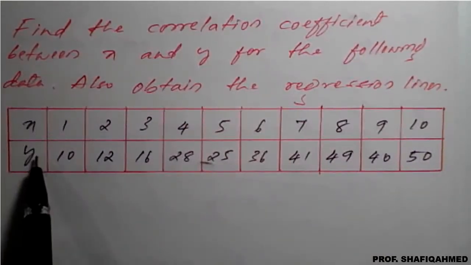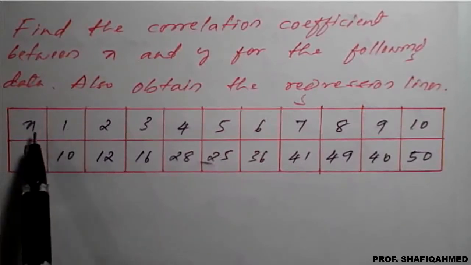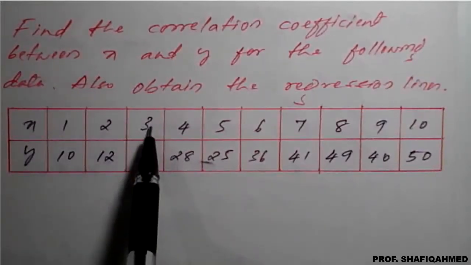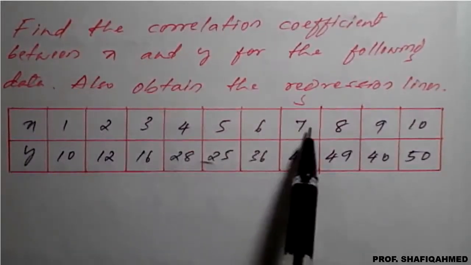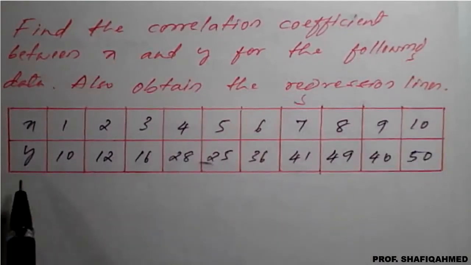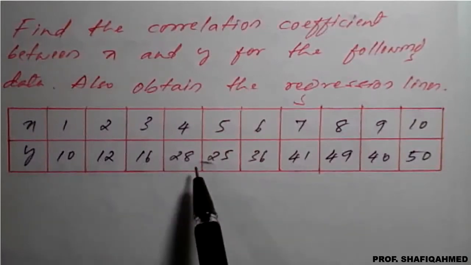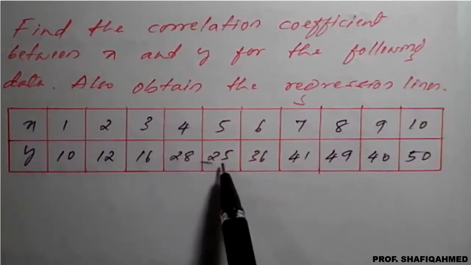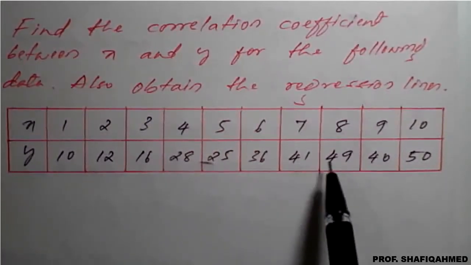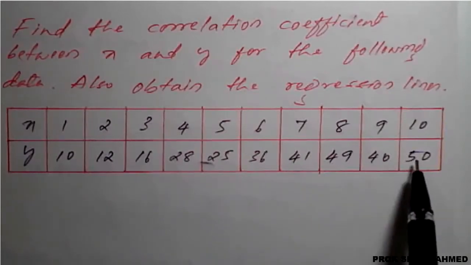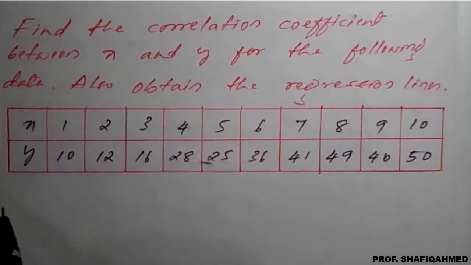The given data for x and y are: for x, 1, 2, 3, 4, 5, 6, 7, 8, 9, 10. The y data are 10, 12, 16, 28, 25, 36, 41, 49, 40 and 50. So, solution.